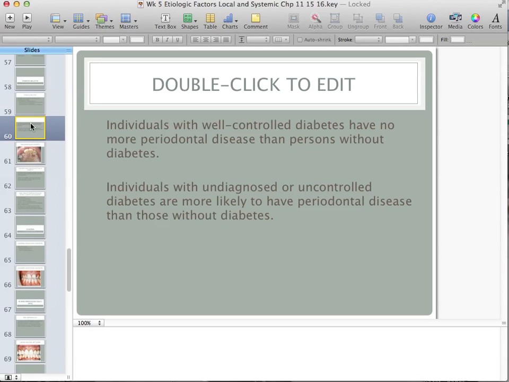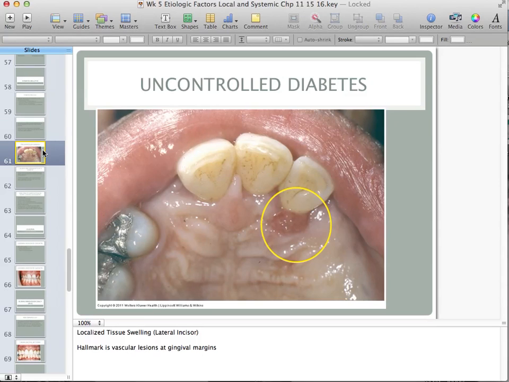All right. Little things to know about diabetes. Individuals that have well-controlled diabetes don't have any more risk for perio than people without diabetes. So if you have diabetes and it's controlled, you are not more at risk than someone who doesn't have diabetes. Only when the diabetes is poorly functioning is it going to start being an issue with periodontal disease. So individuals with undiagnosed or uncontrolled diabetes have the higher link to perio. So it's not necessarily diabetes that's the problem, it's uncontrolled diabetes.